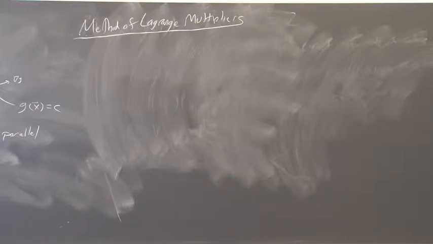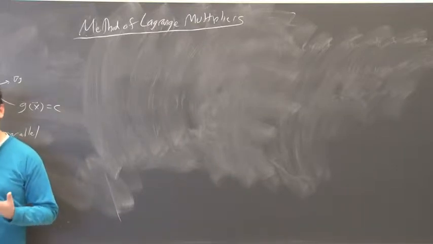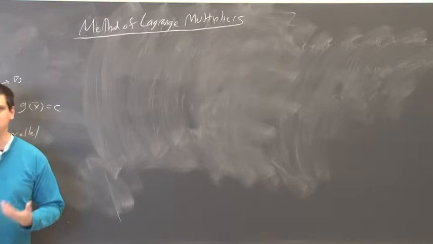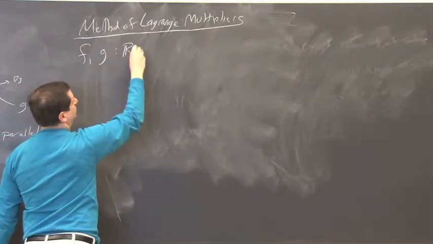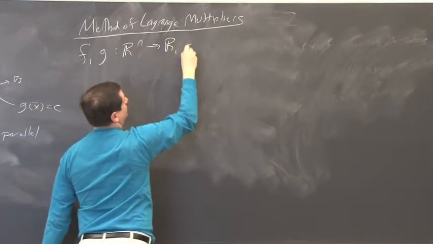Right? So here's the framework. So before we do any theorems, you always clearly state the conditions. So here, f and g will be functions from Rn to R. They'll be differentiable.